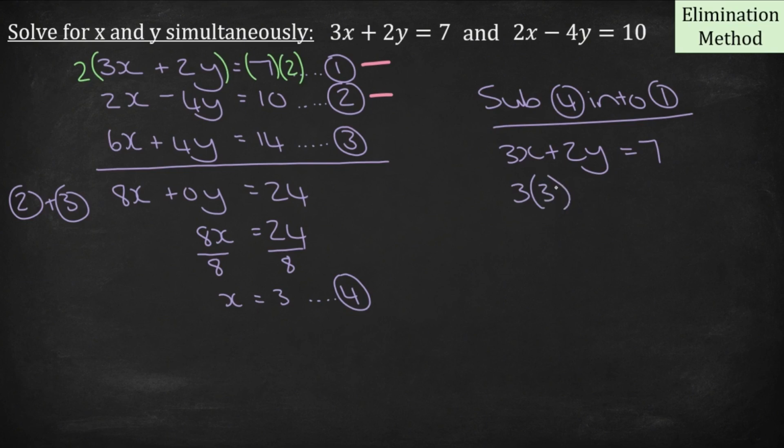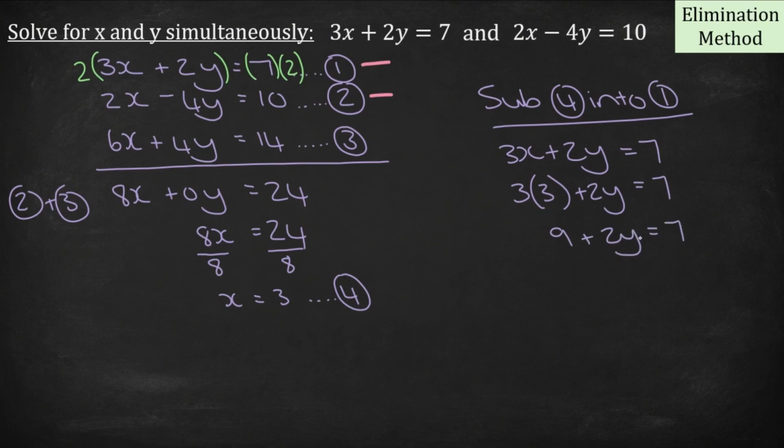Remember, like I said in the previous video, we write the substituted part in brackets, especially when we are dealing with more complicated substitutions in the future. Then you are in the habit of writing it in brackets. Okay, so let's carry on. We have plus 2y equals 7. So now we just multiply this out. 3 times 3 is 9, plus 2y equals 7.